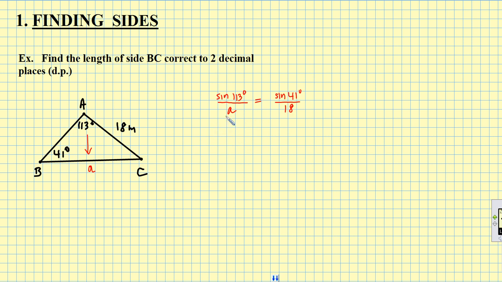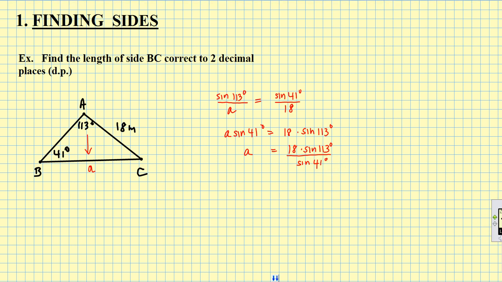So all we need to do now is simply move things around so that we will isolate for A, so that I will say that the sine of 41 degrees multiplied by A has to be equal to 18 times the sine of 113 degrees. So now, to isolate for A, I'll just say that A equals 18 times the sine of 113, all divided by the sine of 41 degrees.